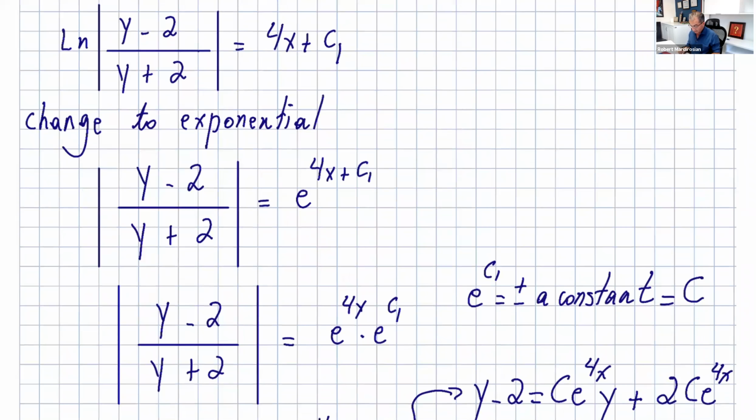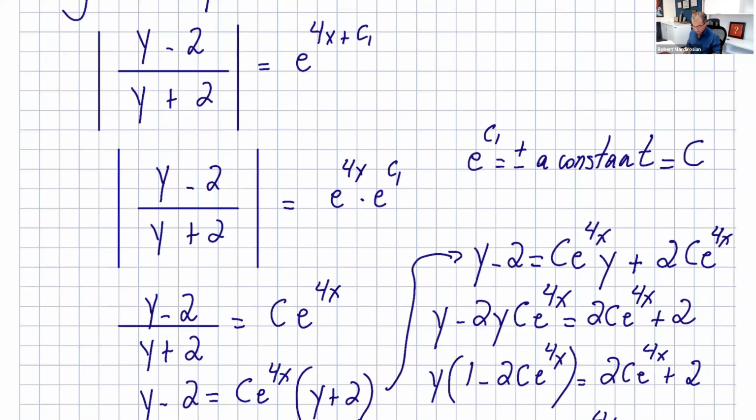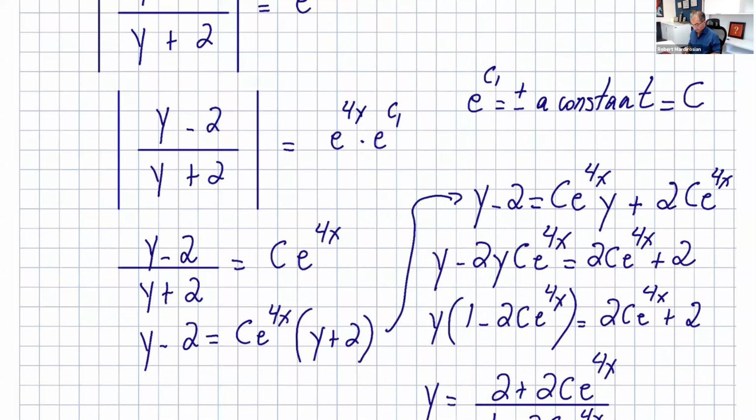One more time, you can write that as e to the power of 4x times e to the power of c1. And e to the power of c1 can be a plus or minus constant, and you can just call that c. You don't have to put that plus or minus. If you do that, then you take the absolute value out, and you can say (y minus 2) over (y plus 2) equals c times e to the power of 4x.